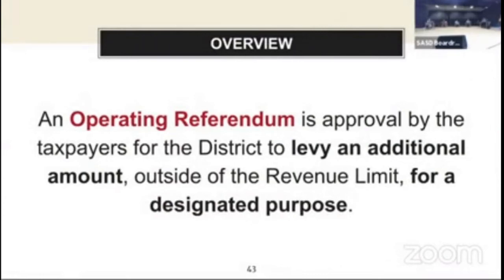Operating referendum, it's a little different than a facilities referendum. It is an approval by taxpayers for the district to levy an additional amount outside of the revenue limit, and it is for a designated purpose. Next slide, please.